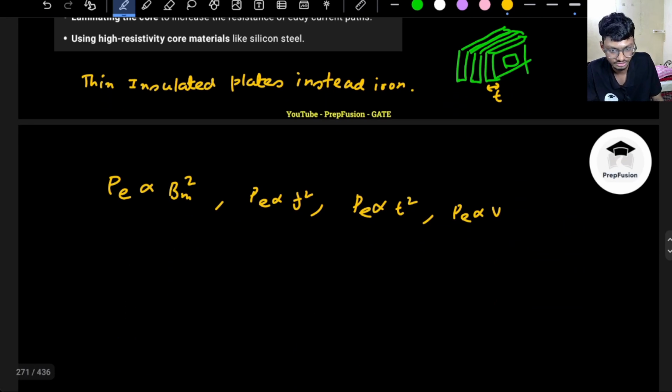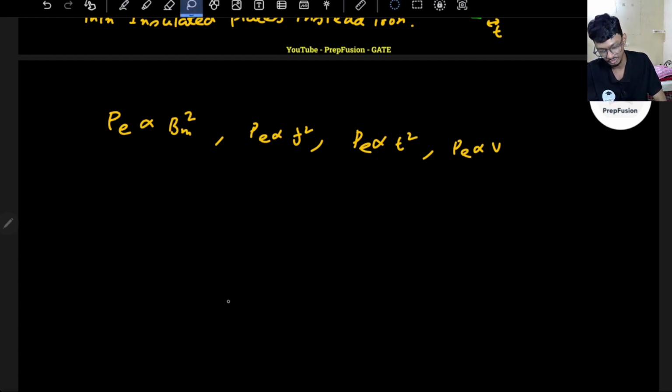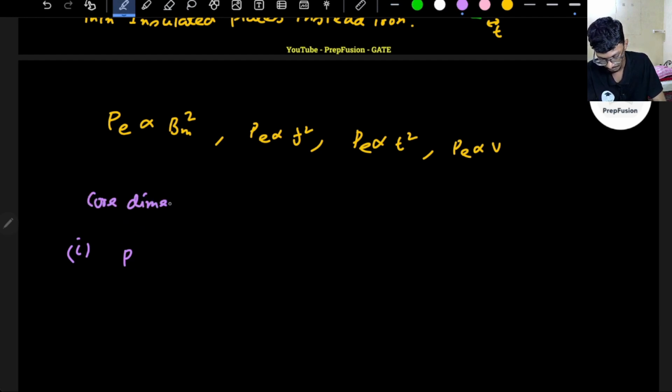So we will solve a few questions and from there we will understand how to solve this kind of questions. Okay, so now again there are two cases here. What is the first case? The first case is that PE is proportional, if the core dimensions are constant. Obviously, once you have made the core, you will not change the core, right? So assuming core dimensions to be constant.